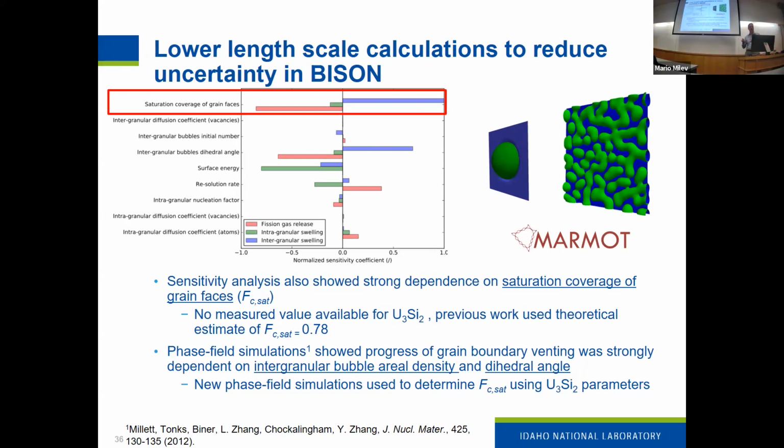And so this initial effort in Bison used a theoretical estimate of 0.78, which is pi over 4, basically. We knew from some previous phase field simulations that this grain boundary venting, this interconnection venting process, was strongly dependent on a couple of parameters, such as the intergranular bubble area density and the dihedral angle. So the goal was to use some phase field simulations to determine that fractional coverage at saturation, this Bison value with so much uncertainty associated with it.